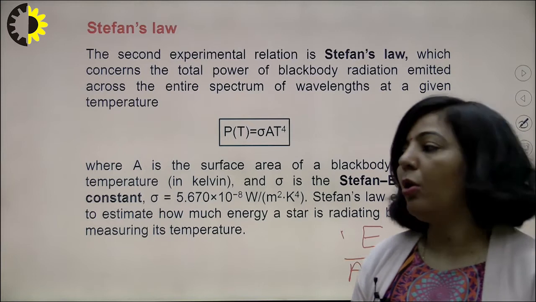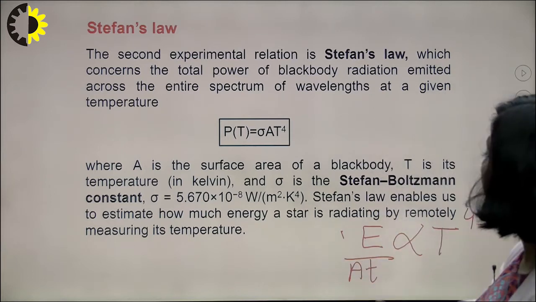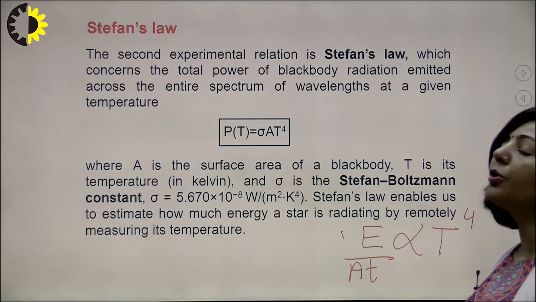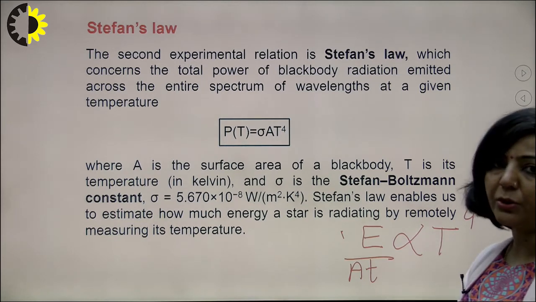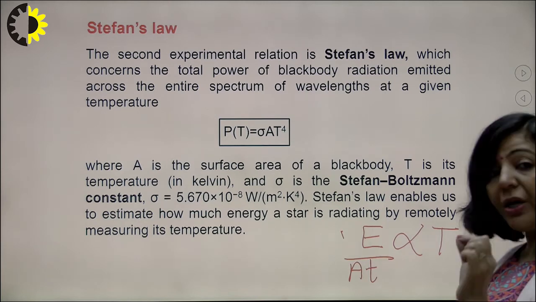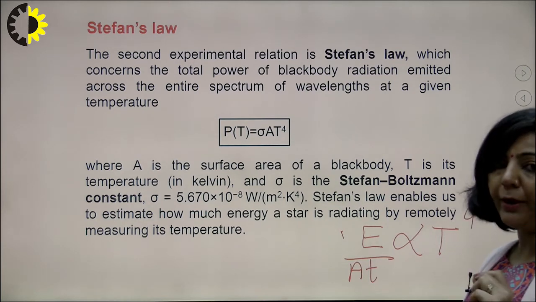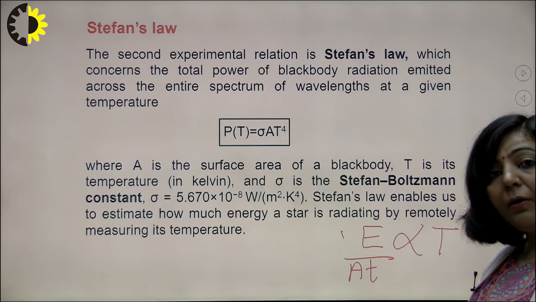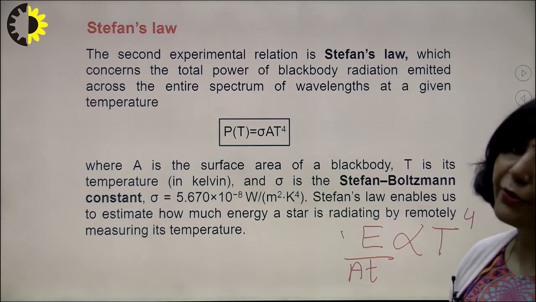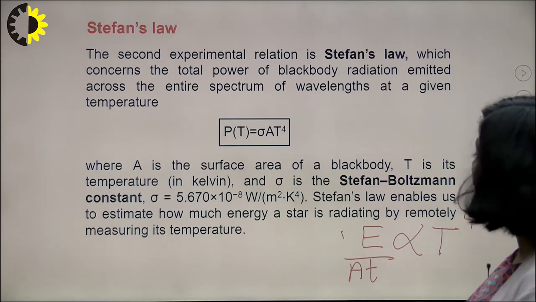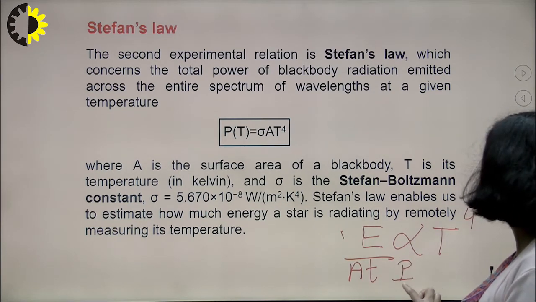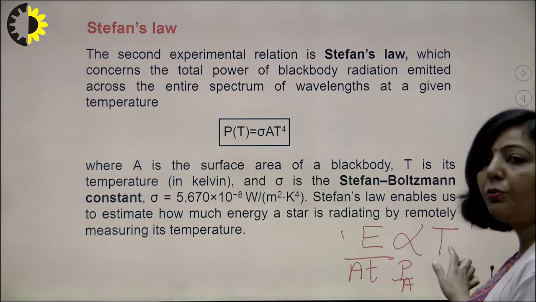According to Stefan's law, the energy radiated per unit area per unit time is directly proportional to the fourth power of absolute temperature. So if you have a black body, then the energy radiated by that black body per unit area, per unit time, is directly proportional to the fourth power of temperature. And you know, energy per unit time is known as power. So this is power per unit area, and it is directly proportional to T raised to power 4.